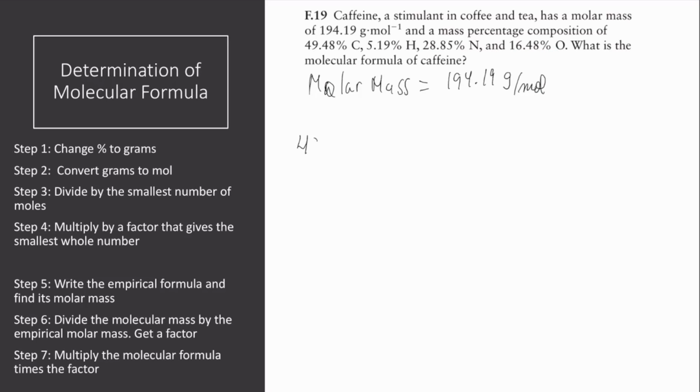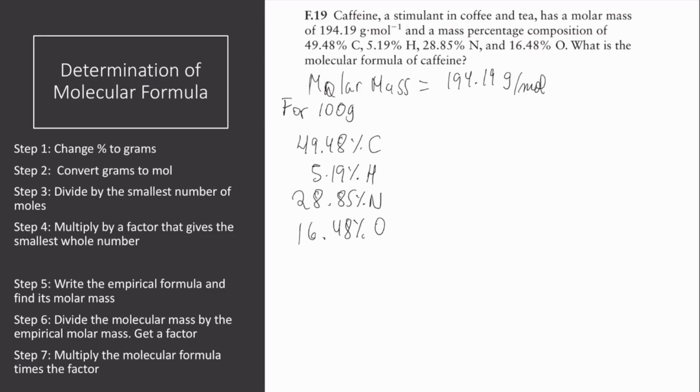So we have 49.48% of carbon, 5.19% of hydrogen, 28.85% of nitrogen, 16.48% of oxygen. And notice that adding all of these percentages here adds up to 100%. So we can easily say that we start with 100 grams of caffeine.